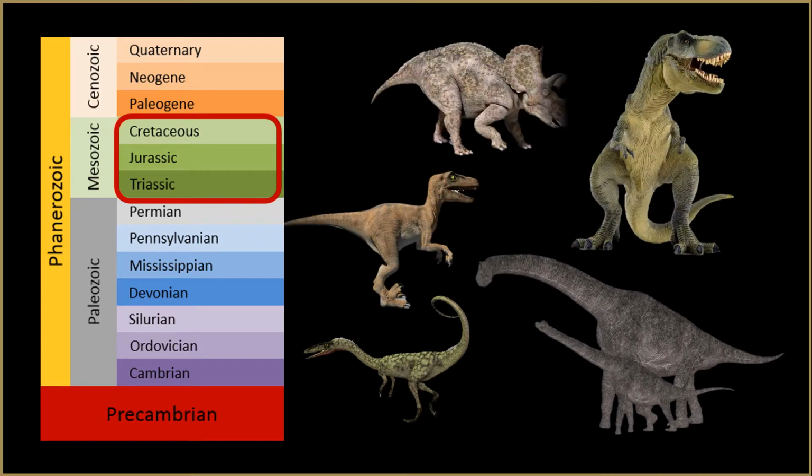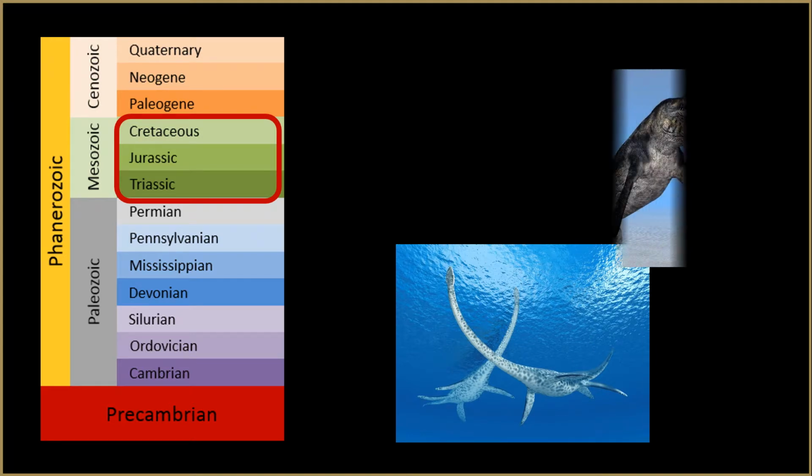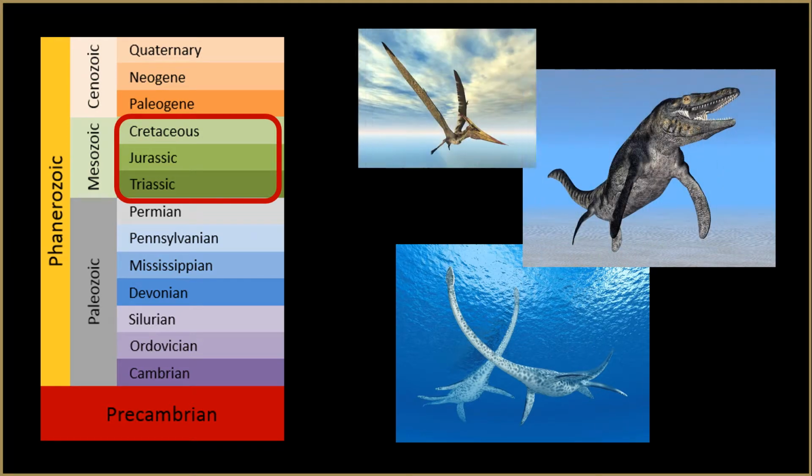The most well-known fossils in the Mesozoic layers are dinosaurs, and some other creatures that are often mistakenly identified as dinosaurs, like the plesiosaur, mosasaur, and pterosaur.